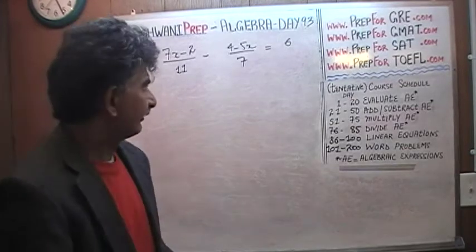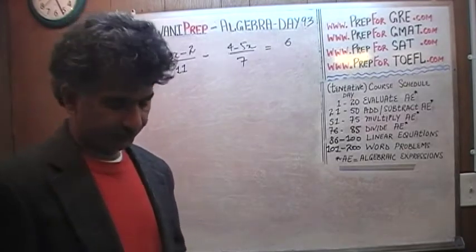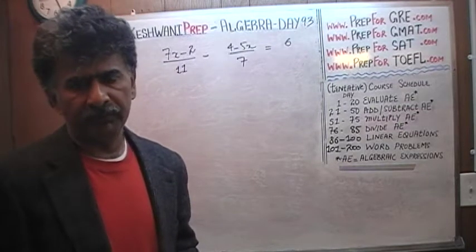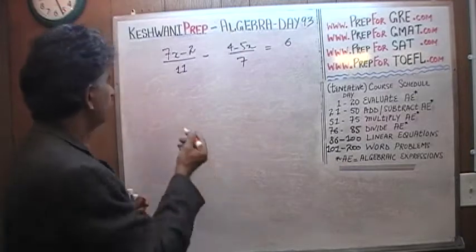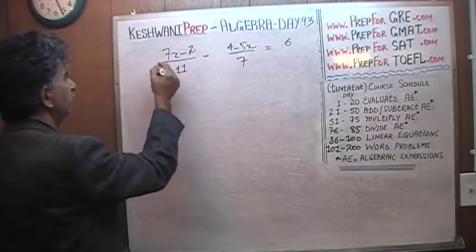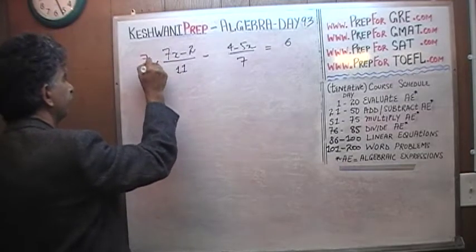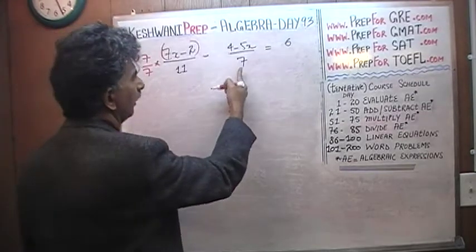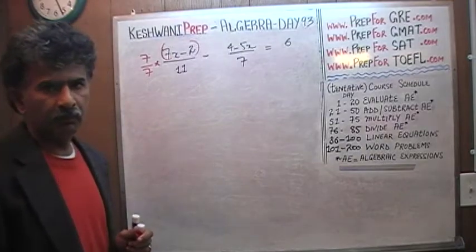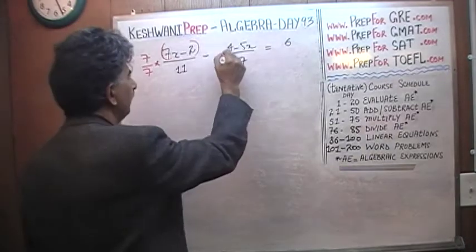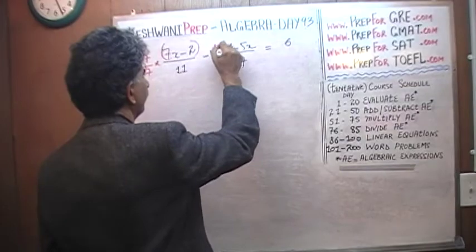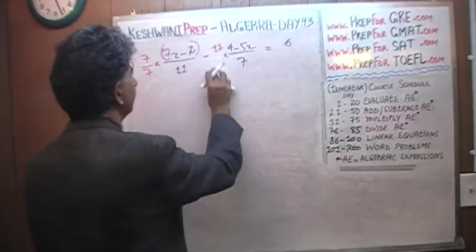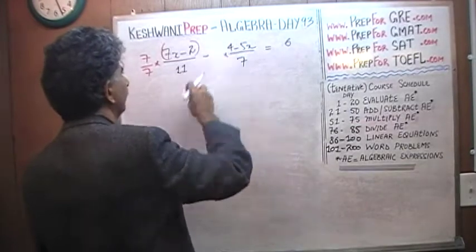Alright, the very first thing we need to do is find the common denominator. Common denominator of 11 and 7 is very simple, it's just 77. How do we convert this denominator into 77? Well, multiply top and bottom by 7. So now we have 7 times 11, which is 77. How do we convert a denominator of 7 into 77? Well, multiply top and bottom by 11.